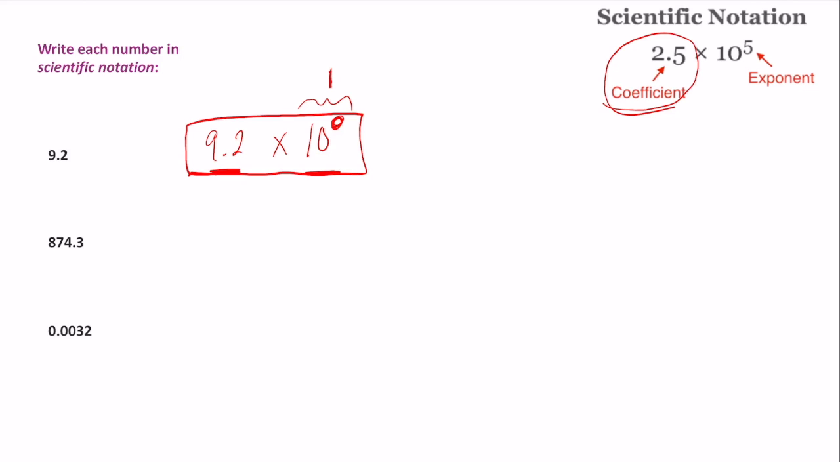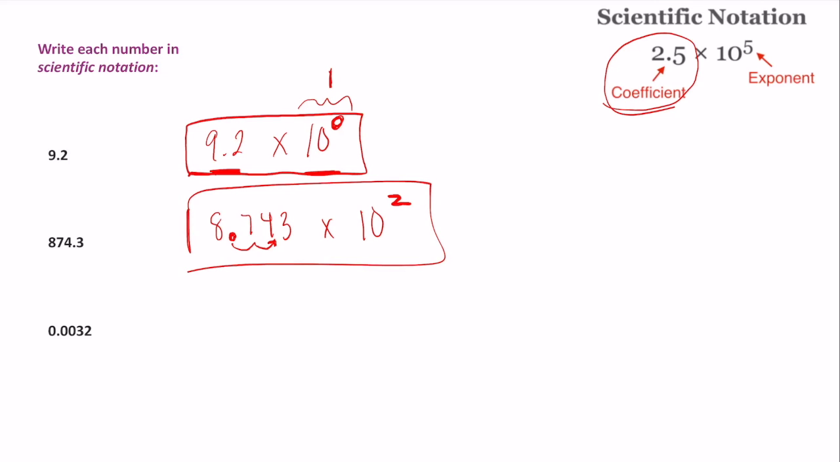Okay, 874.3. Well, I got to make that coefficient between 1 and 10. So it can't be 0.8. It can't be 87.4. It has to be 8.743, right? The decimal place has to go between the 8 and the 7. So now the question is, what power would we need to move it back to where it is between the 4 and the 3, right? And that would be 1, 2 to get it back there. So that would be 2. We would have to move it twice to the right. And so we're moving it 2 spaces, times 10 to the second power.